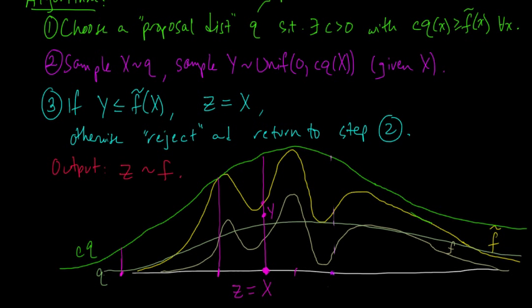Okay, so that's the intuition. That's the algorithm for rejection sampling in the non-uniform case for a PDF. And next, we'll take a look at the formal statement of why this is a valid procedure, why it gives you true samples from the target distribution F.